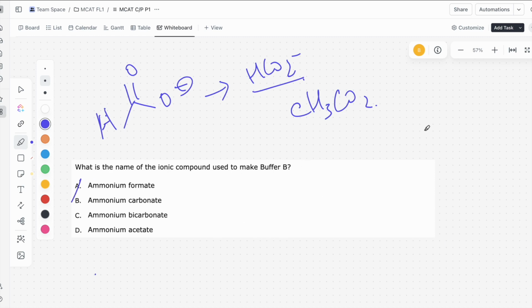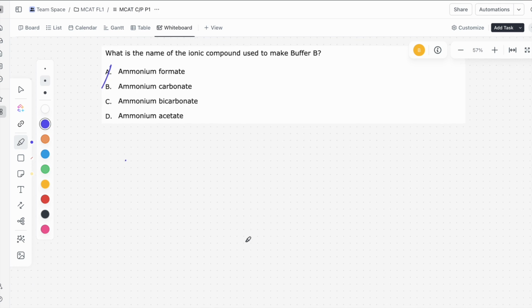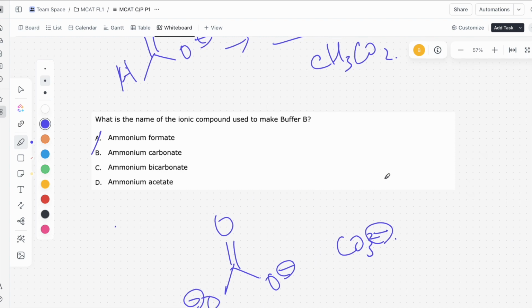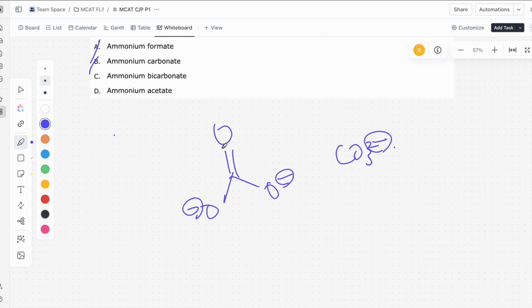Carbonate, what is carbonate? That is when you have this, right? So that's CO3 2 minus, actually. Again, not the correct formula we're looking for. Bicarbonate's almost exactly the same, except instead of a negative sign here, you replace that with a hydrogen. So the formula for bicarbonate would be this. Not the correct formula again, leaving us with acetate.